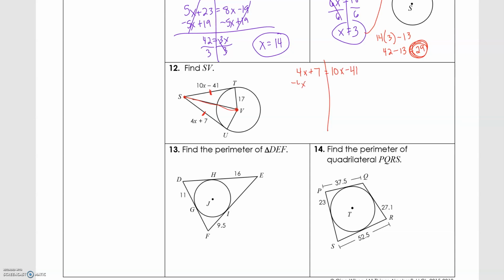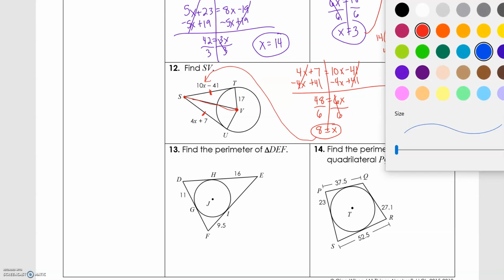I subtract 4x on both sides, and then I add 41. The key to doing it this way is you have to make sure something cancels on each side. So I get 48 equals 6x, divide by 6, and I get 8. So x equals 8, but that's not the final answer. I'm going to take 8 and plug it in here.